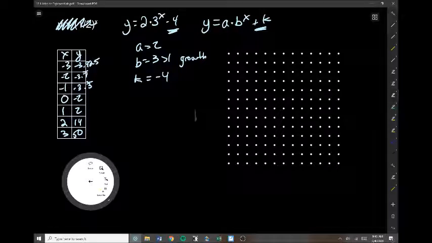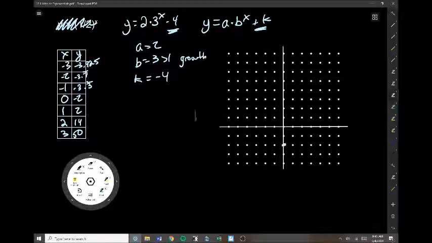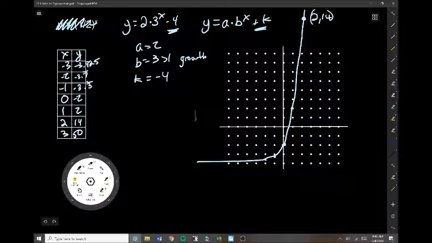So if I plotted these points, I'm going to make a y-axis here, and an x-axis here. I want to try to give myself space on both sides, space to go above and below. I have the points 0, -2; 1, 2; 2, 14, which is way up here. I have -1, -3.3, which is like here. -2, -3.7, which is like here. And -3, -3.97, which is like here. This graph is going like this.